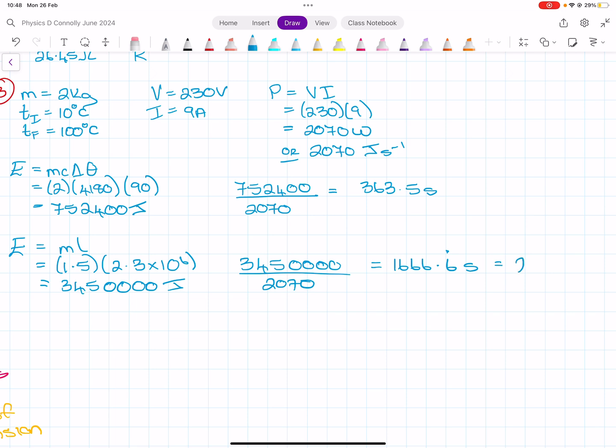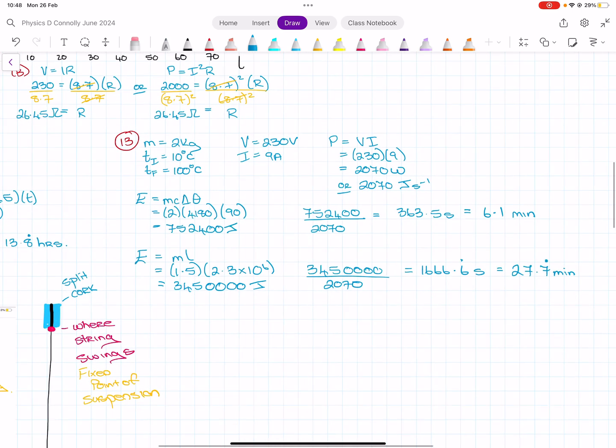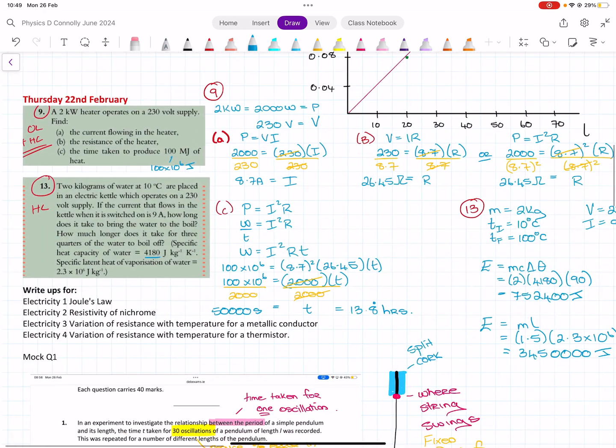So that is 27.7 minutes to boil off 3/4. And that is 6.1 minutes to bring that much water to the boil. I'll check the answers and I'll make adjustments if I've made any errors, but hopefully I haven't. So yeah, there you go.